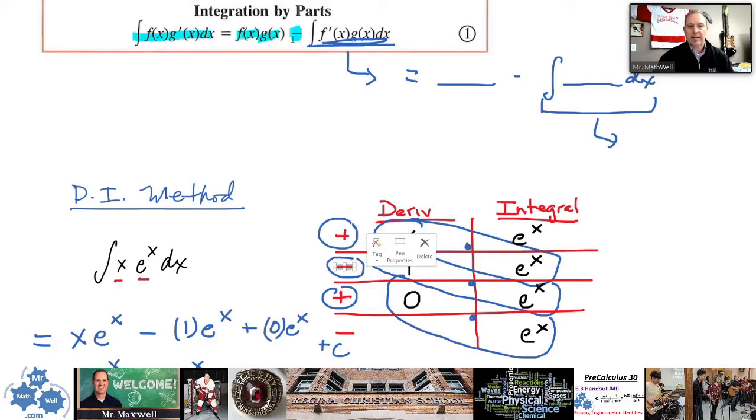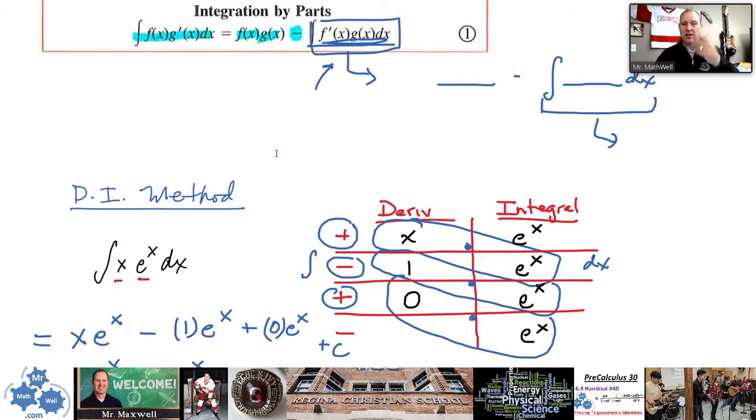I need to subtract the integral of 1 times this one, e to the x, minus 1 times e to the x. Well, what's the integral of e to the x? Well, it's 1 times e to the x. So minus 1 times e to the x. And that's actually the evaluation of this integral. So remember, rows are integrals. So minus the integral of 1 times e to the x would match up with what this term would represent. So the chart is helping us.